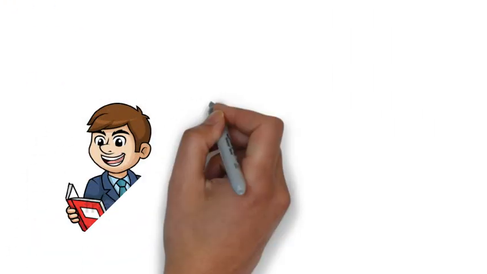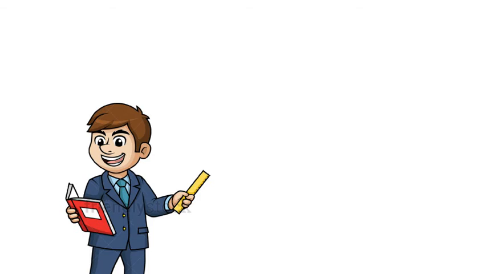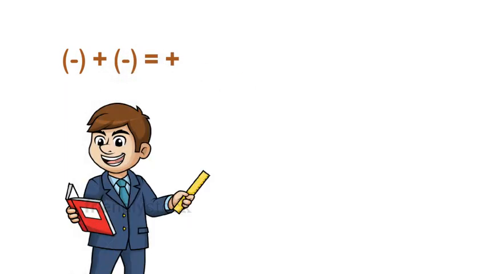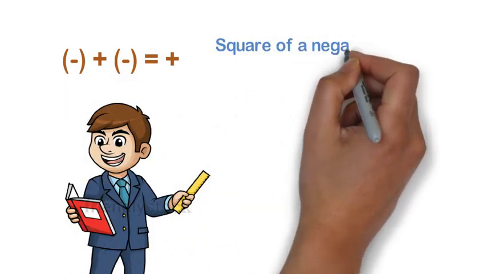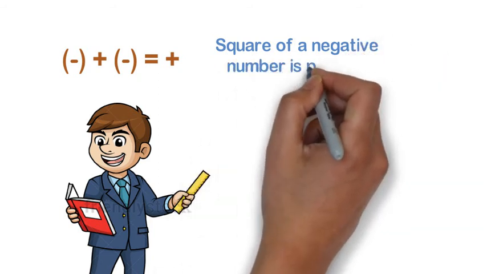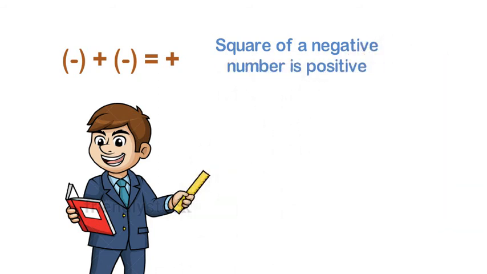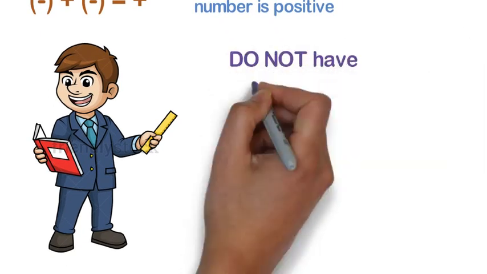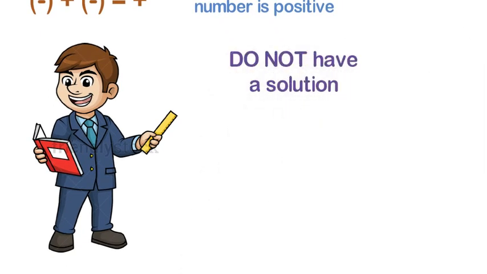So what you should be looking at here is the sign. Note that minus a minus number will give us plus, and the square of a negative number will turn out to be positive.